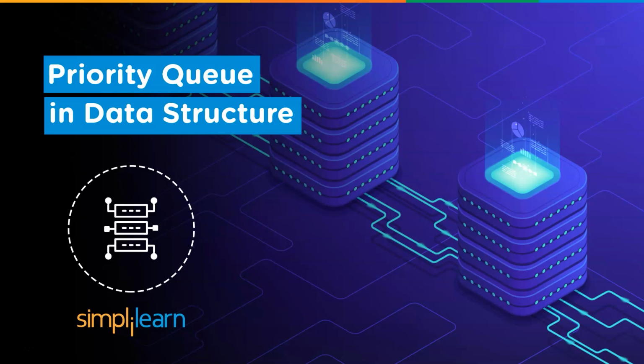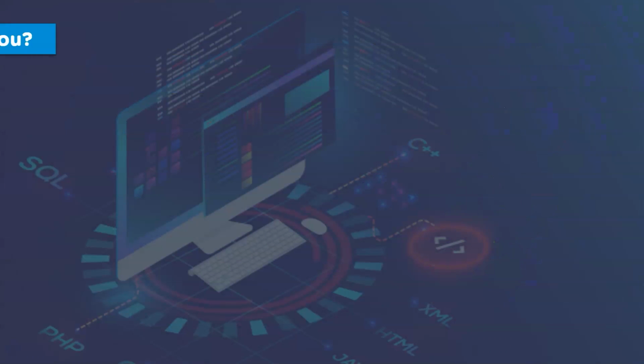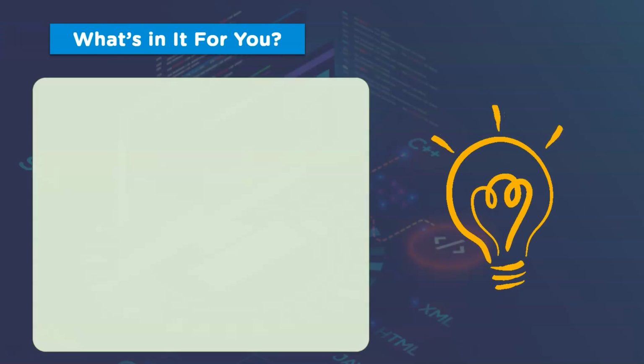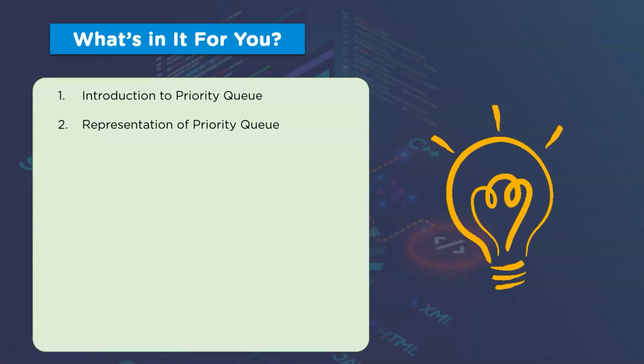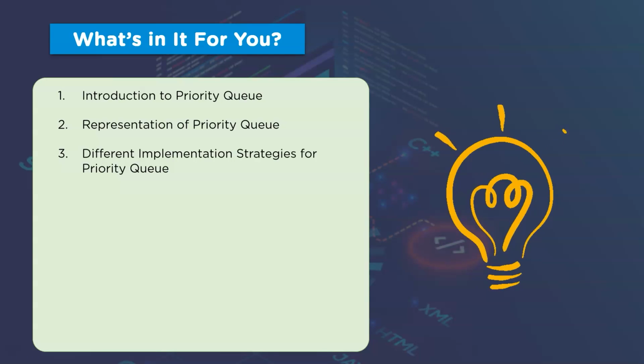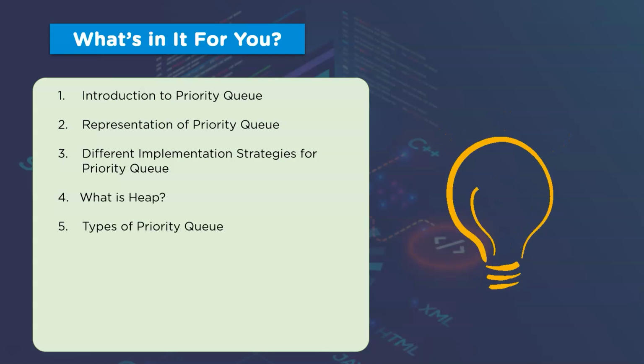Now without any further ado, let's get started with the agenda for today's discussion. We'll start this discussion with an introduction to the priority queue. Followed by that, we will understand how we can represent a priority queue. Advancing ahead, we'll deal with different implementation strategies for priority queue. After that, we'll understand what is a heap data structure and what different types of priority queue are available.